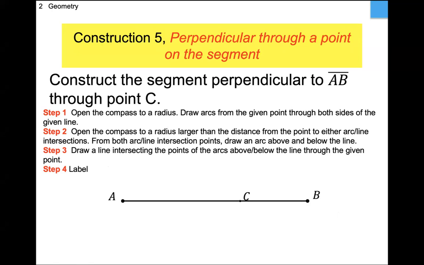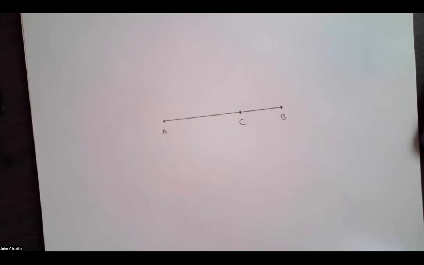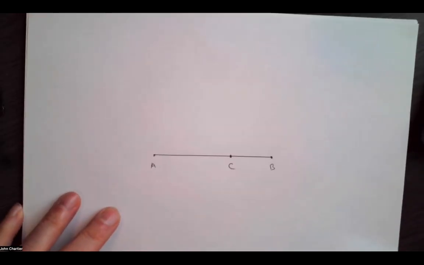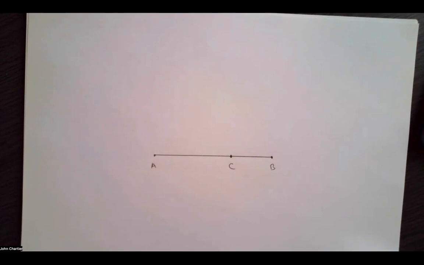I'm setting up right here. Here we go, back to the document camera. All right, let's see, what does step number one say? Step number one says open the compass to a radius. It just says any radius. All right, so let me explain what it means.